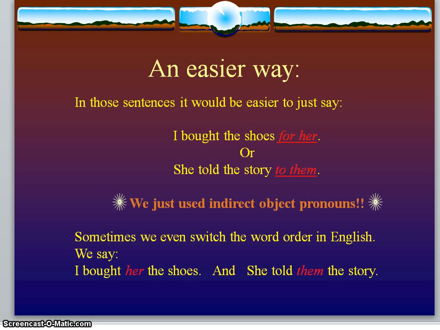In those sentences, it would have been easier to just say, I bought the shoes for her, or she told the story to them. In order to do this, we just used indirect object pronouns. Sometimes we even switch the word order in English. We say, I bought her the shoes, and she told them the story.